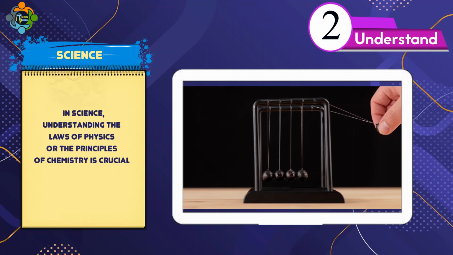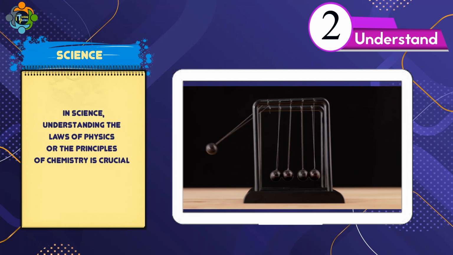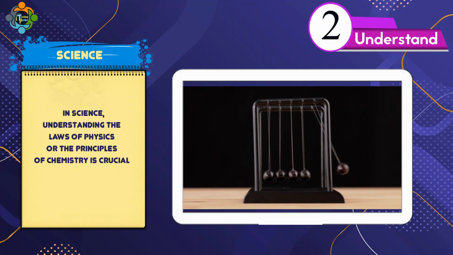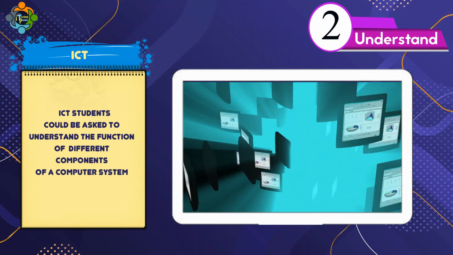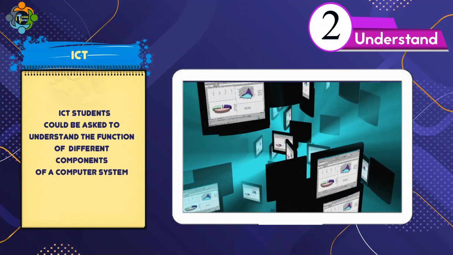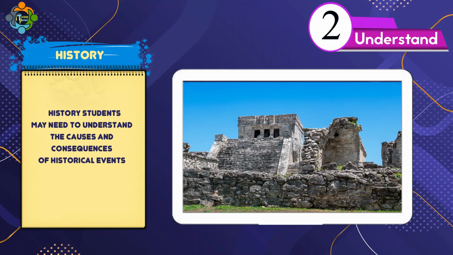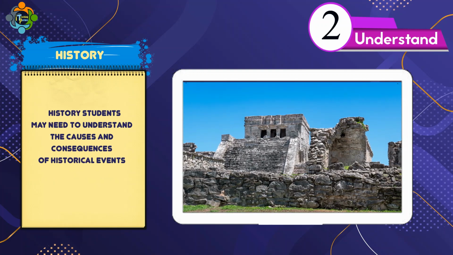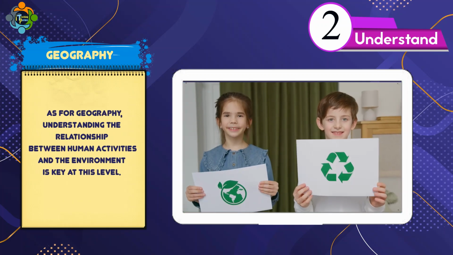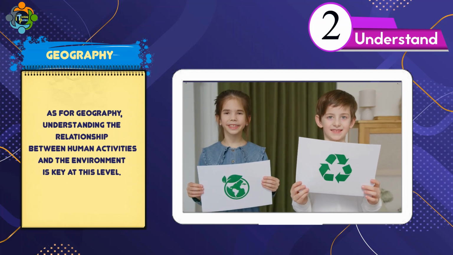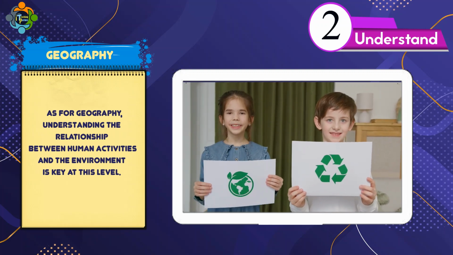In science, understanding the laws of physics or the principles of chemistry is crucial. ICT students could be asked to understand the function of different components of a computer system. History students may need to understand the causes and consequences of historical events. As for geography, understanding the relationship between human activities and the environment is key at this level.